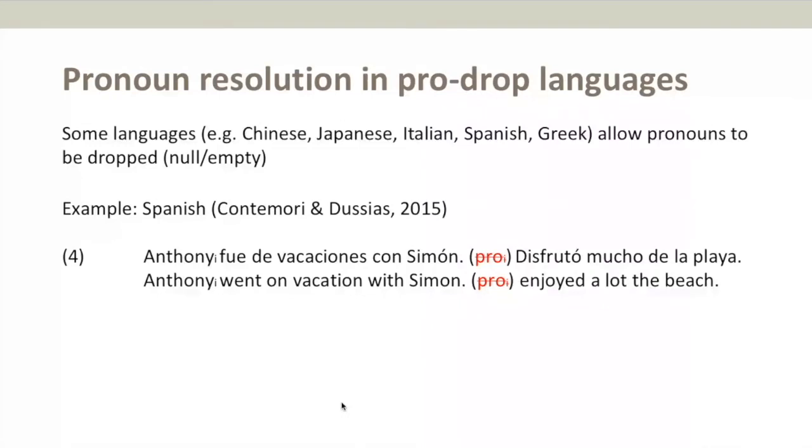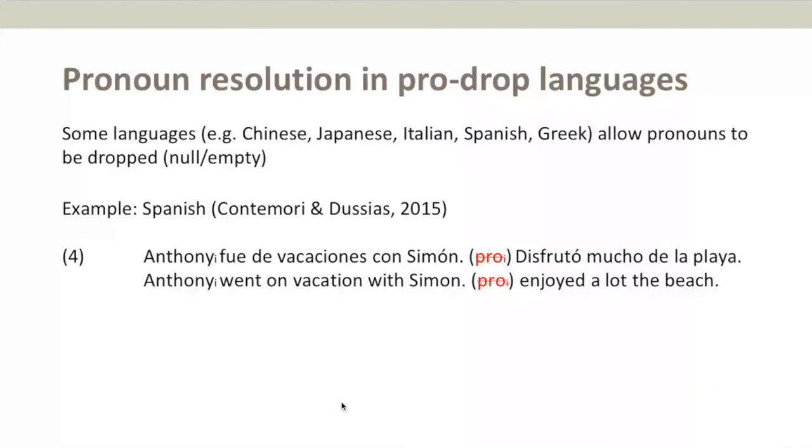So if I actually say this in English, enjoyed a lot the beach, it doesn't really make any sense, right? But for Spanish speakers, it's grammatical, so they allow this to happen. And in this case, when I'm using an empty subject, I'll be referring to the subject of this whole conversation. In this case, it will be Anthony. So Anthony is enjoying a lot the beach.